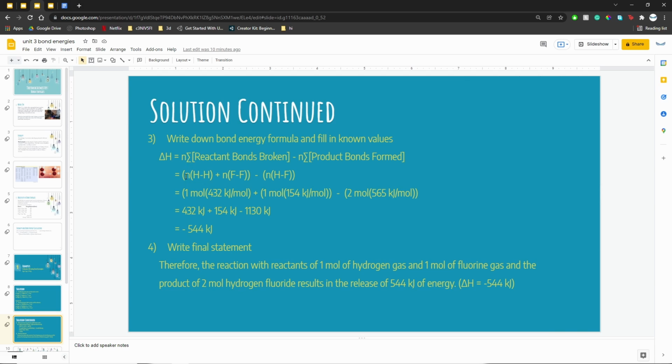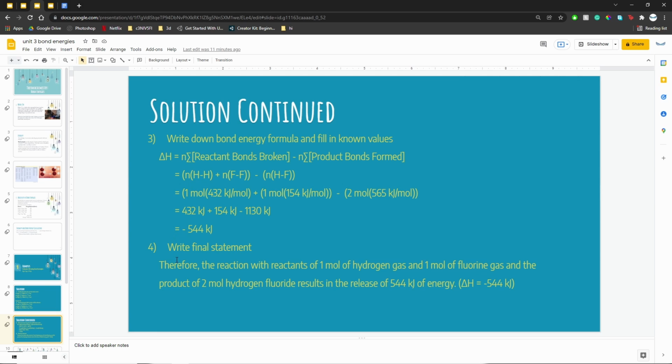So we have the 1 mole, we knew that, and then the value. And then 1 mole, we knew that, and then the value. And then 2 moles we knew. This is where it becomes different. We realized that the mole value is very important, because if we hadn't had this here, we wouldn't get 1,130. We'd have 565. So be very cautious of your mole values. This is very simple math. It's just inputting numbers into the equation. And so we resulted in negative 544 kilojoules.